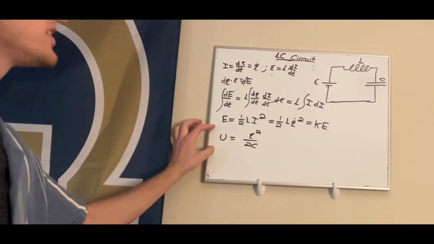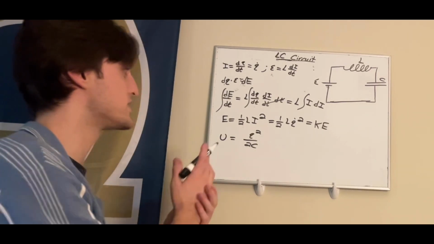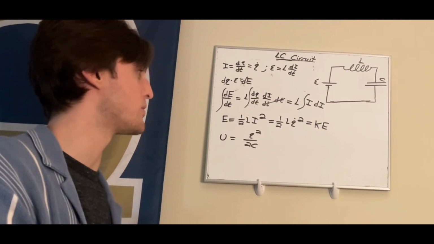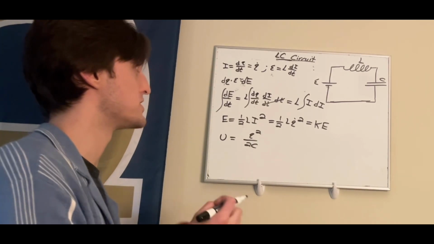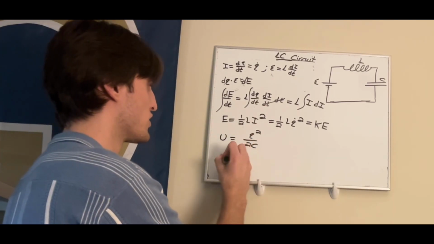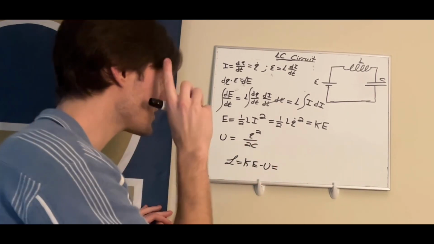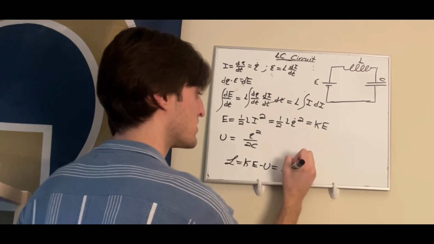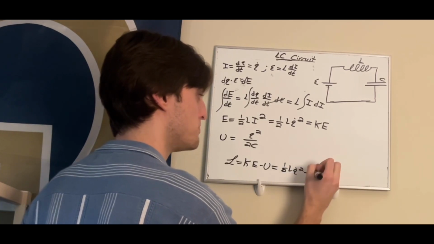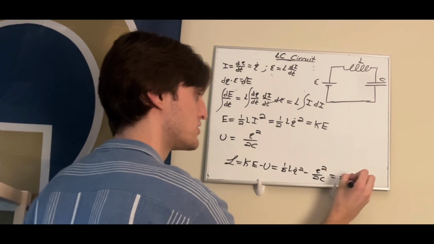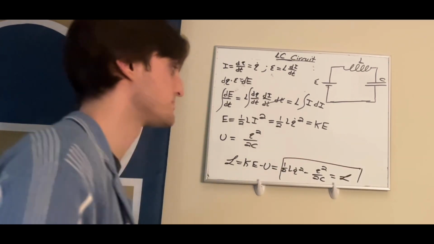The potential energy of charges stored in a capacitor is q squared over 2C. I'm just going to give that as a given value. I do not want to derive it. Very basic physics too. If we're solving the Lagrangian, it's going to be KE minus U, equals 1/2 L q dot squared minus q squared over 2C. And that is the Lagrangian that we were looking for.